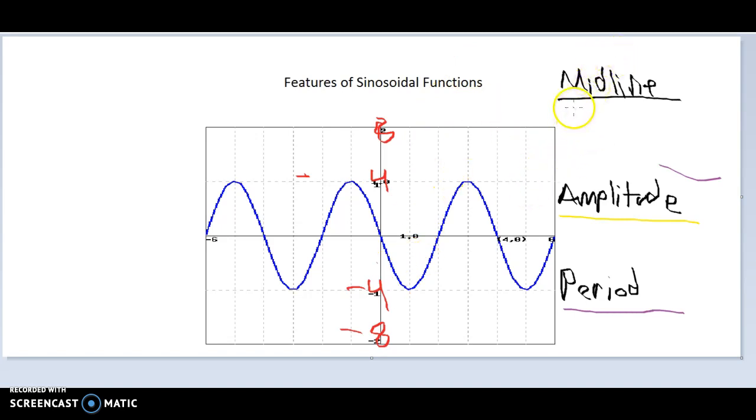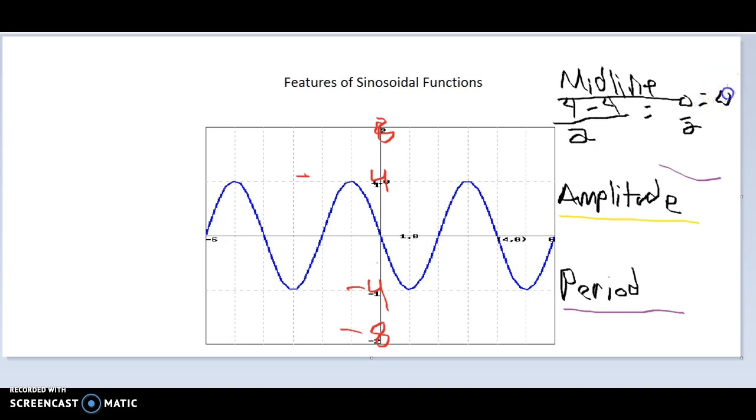So what we're going to be doing is taking that 4 on the y-axis and subtracting it from -4. And then since there's 2 points, we're going to average it and divide it by 2. 4 minus 4 equals 0. And then 0 divided by 2 is going to give us 0.